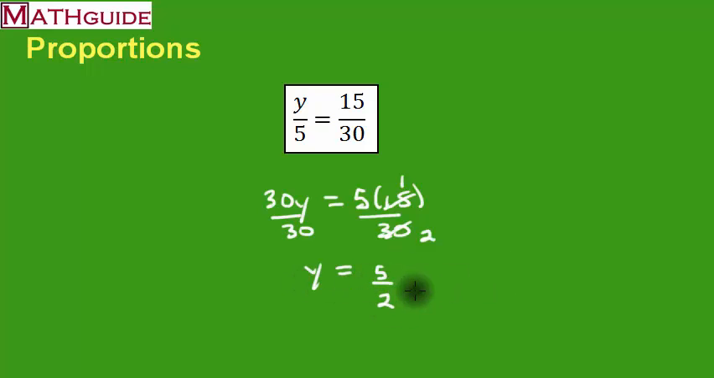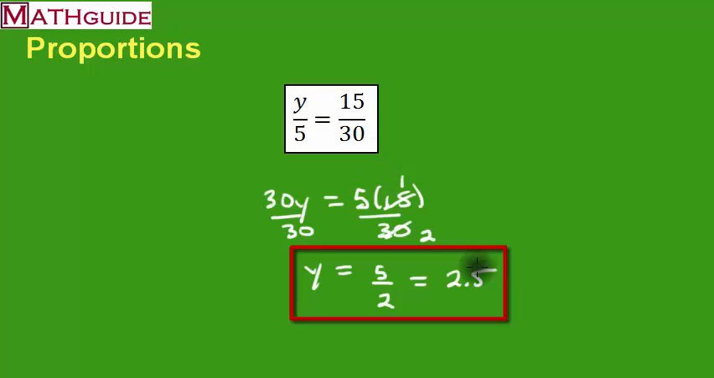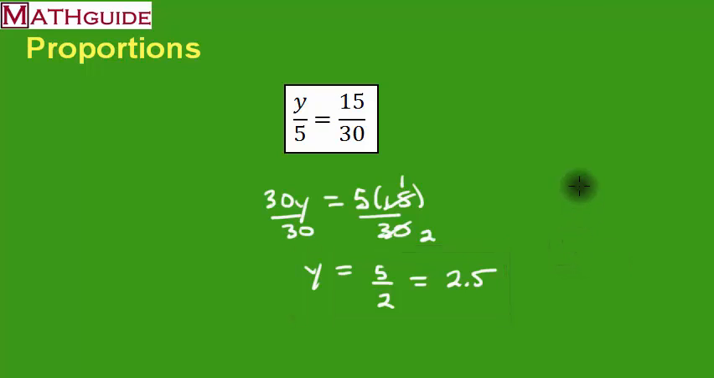I could choose to leave my answer as 5/2, or I could actually divide to get a decimal, which would be 2.5. And sometimes we do solve proportions and we do get fractions or decimals, so this is very natural. Alright, so that takes care of it for us when it comes to proportions.